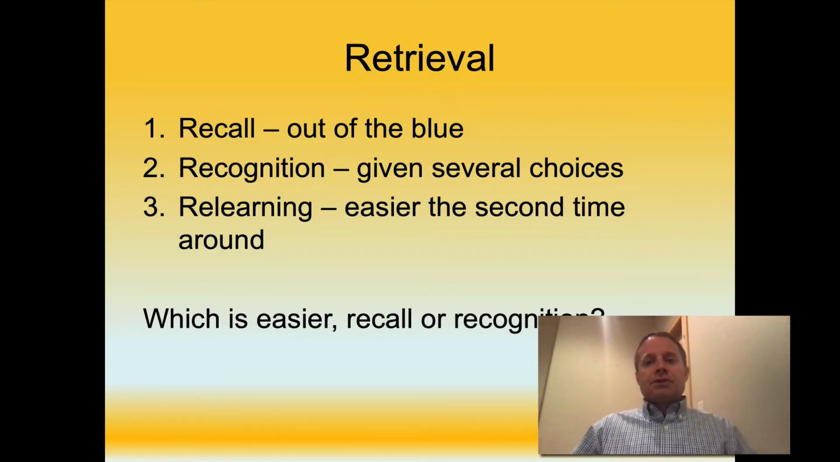Okay, when it comes to retrieval, we're going to talk about a couple different types: recall and recognition. Recall is when you have to recall something out of the blue, and how do you retrieve that information? Recognition is when you're recognizing something from several choices. So recall is like a free response question or a fill in the blank question. Those are usually tougher than if you have multiple choice. That's usually kind of easier because that is recognition.